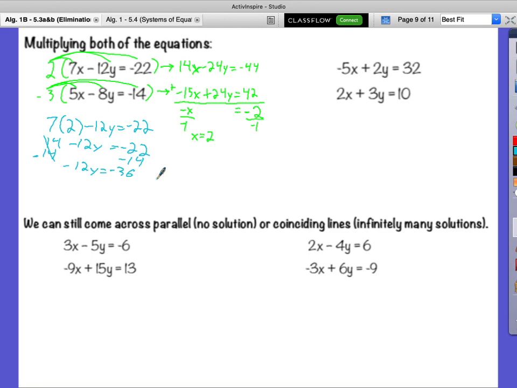So now what do I do with over on where the y is? Divide, right? By what? 12. Yeah, but what kind of 12 though? Negative 12, very good. Exactly what's being multiplied. And so negative 36 divided by negative 12 is what? 3. 3, very good. This is positive 3. So now we can write our answer, x comma y, 2 comma 3.